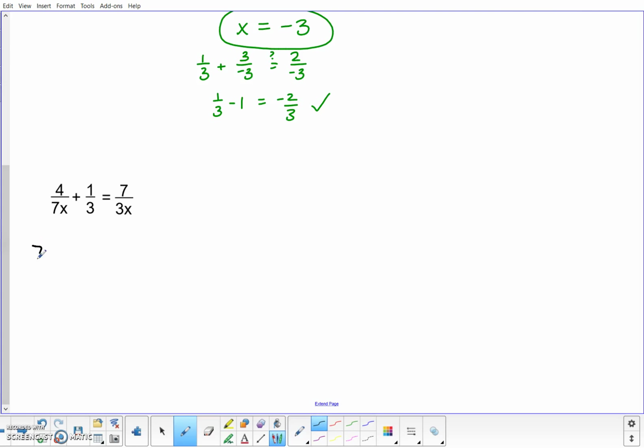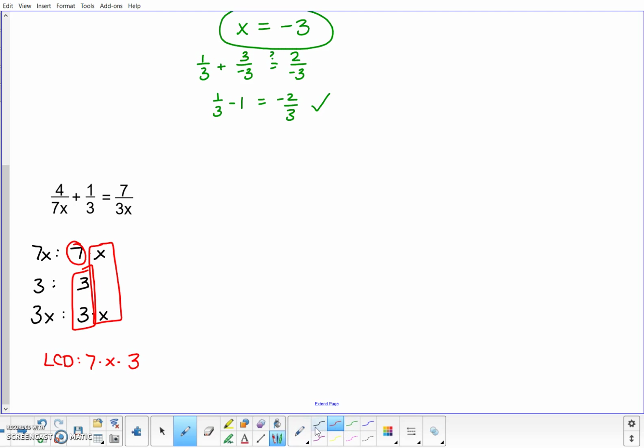First thing I have to do is figure out my LCD. So the factors of 7x are 7 and x. The factor of 3 is 3. And the factorization of 3x is 3 times x. Remember, anything that you have in all your denominators, you only have to use one time. So we need 1 x, because we have a pair. We need 1 three, and then we need to have that 7. So our least common denominator has to use all the factors. We need a 7, we need an x, and we need a 3. So that'll make 21x, or you could write it as 3 times 7 times x.